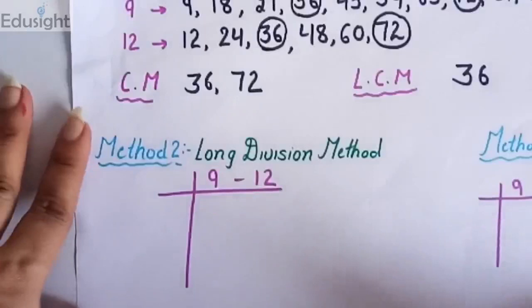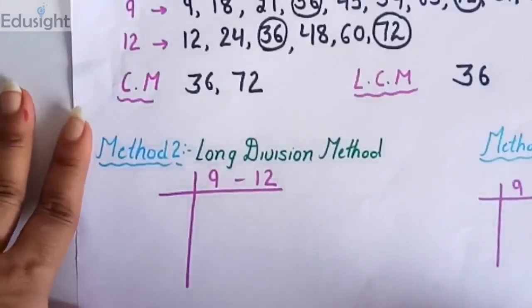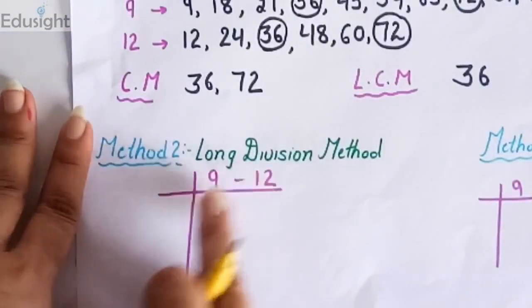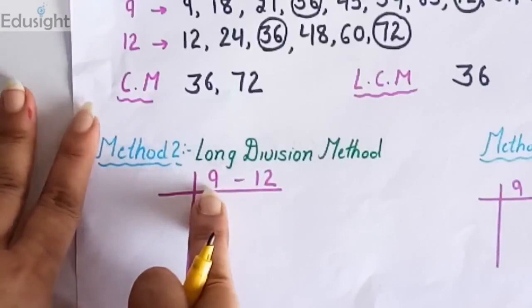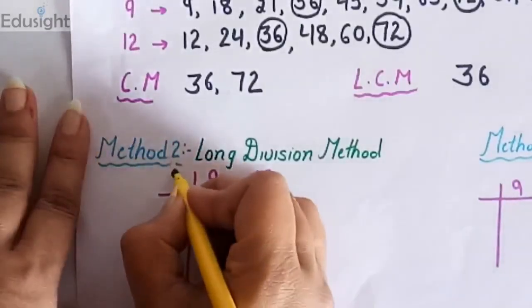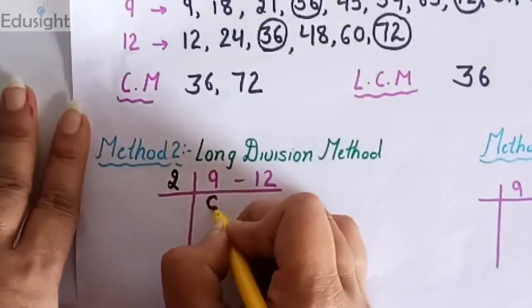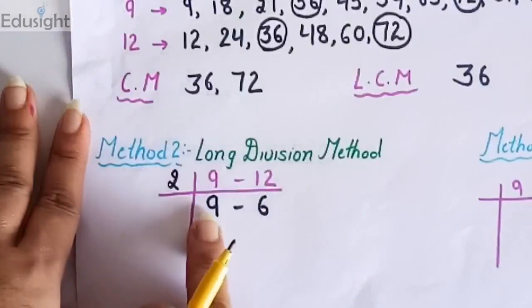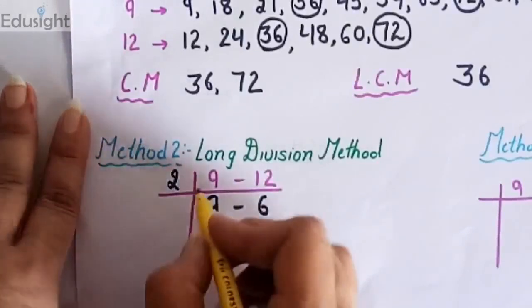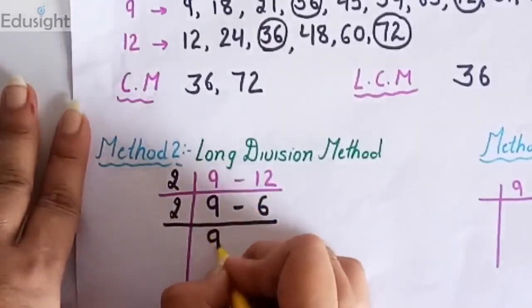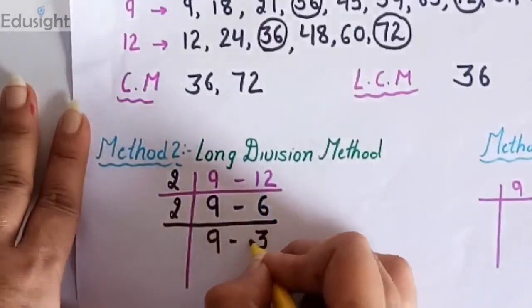So method number 2, long division method. In this method we can use only prime numbers for the division. So 9 and 12. 9 is divisible by 3 and 12 is divisible by 2. So we'll start with 2. 9 remains the same and 12 divided by 2 gets 6. Now again 6 divided by 2, so we'll start with 2 again. 9 remains the same and 6 divided by 2 is 3.